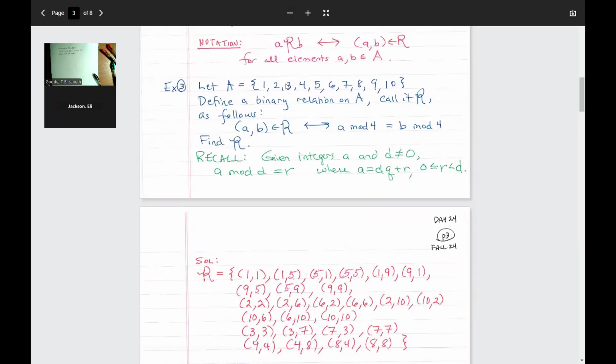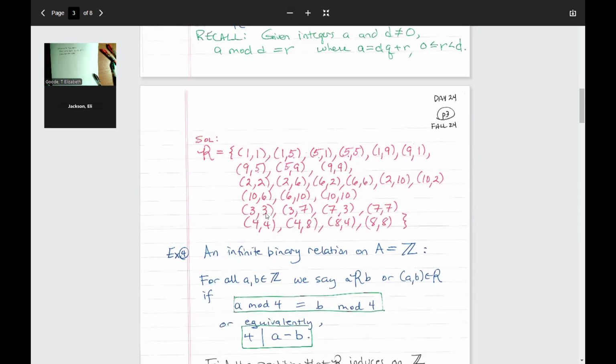Then we move on to 3. What's the remainder that 3 yields when we divide it by 4? It'll be 3. What other numbers in A give a remainder of 3 when they're divided by 4? 7. Yep. So 3 and 7, and that's it, because the next one would have to be 11, and we don't have 11. So 3 and 7 are related to each other.